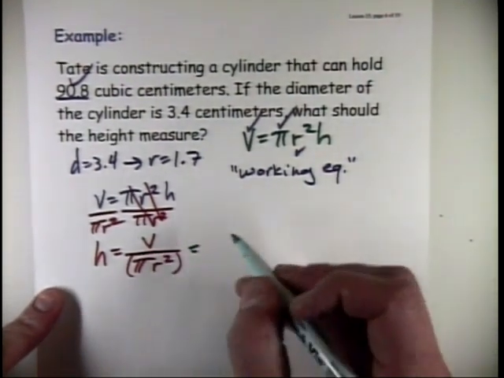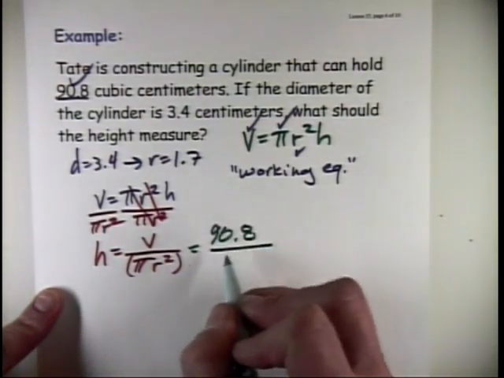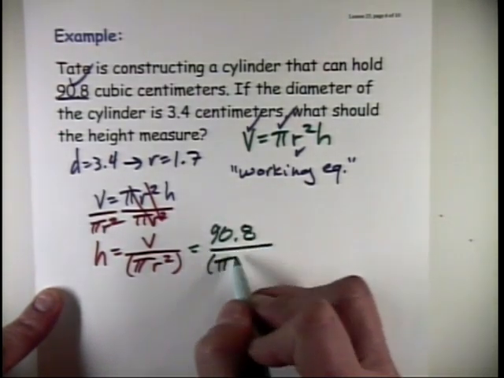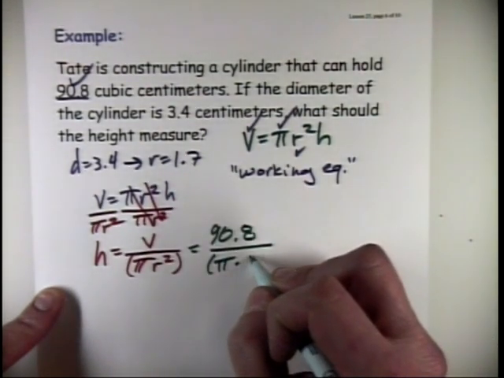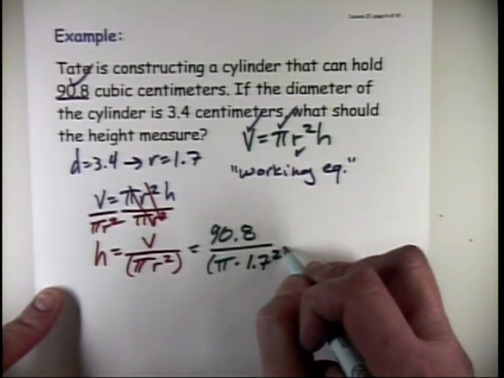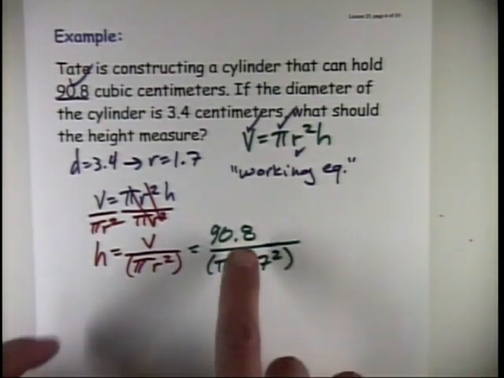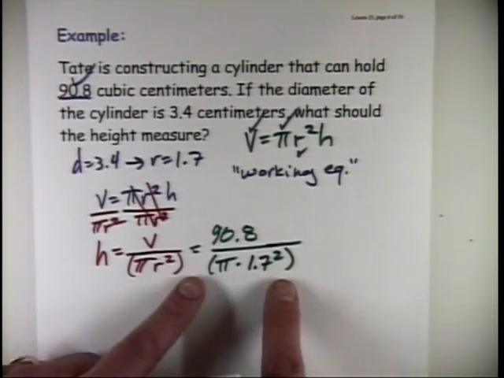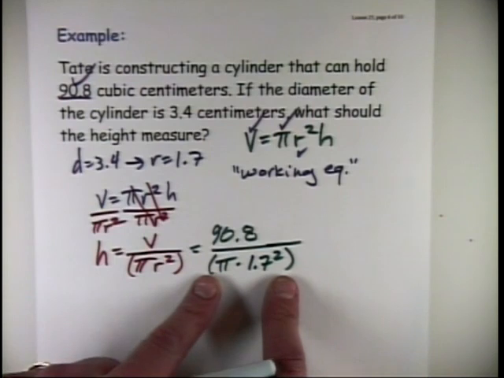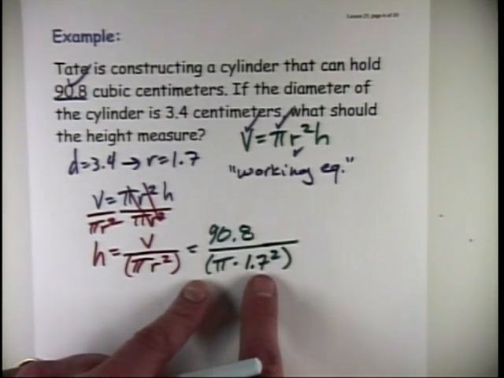So now I can just plug in. The volume is 90.8 centimeters cubed divided by pi times the radius. Remember, the radius was half the diameter, so that's going to be 1.7 squared. Now, a quick note about putting this into your calculator. You have to hit 90.8 divided by, and you have to put parentheses around your two factors in the denominator, or type in divided by pi divided by 1.7 squared.